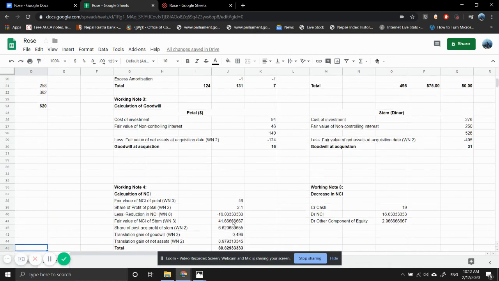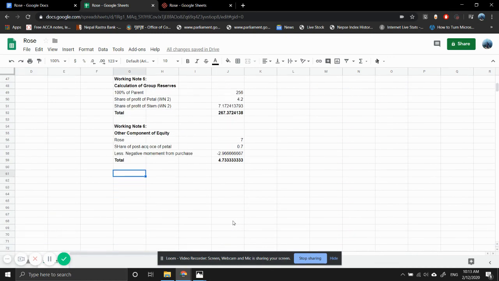And then what else do we need to calculate? Working note number 7, right? Cancellation reserve. So what is this? How much will be this? Translation gain on net assets. Copy paste. Copy paste on goodwill as well, right? So since it has already been distributed, we just need to put in the figures.